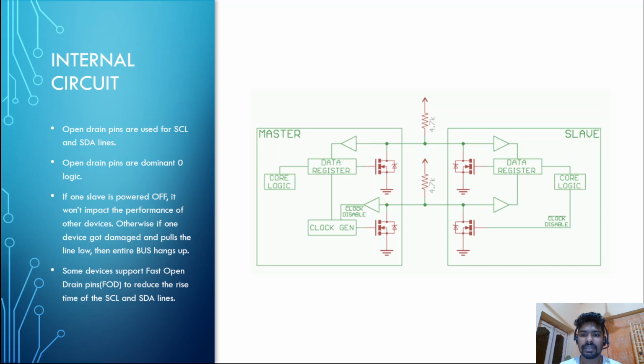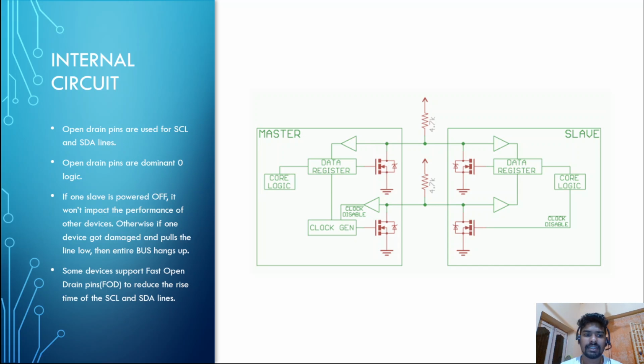I2C is a dominant zero bus. It means if one device is trying to drive one and the other one is trying to drive zero, then logic zero will be seen on the bus, and hence it is called a dominant zero bus.